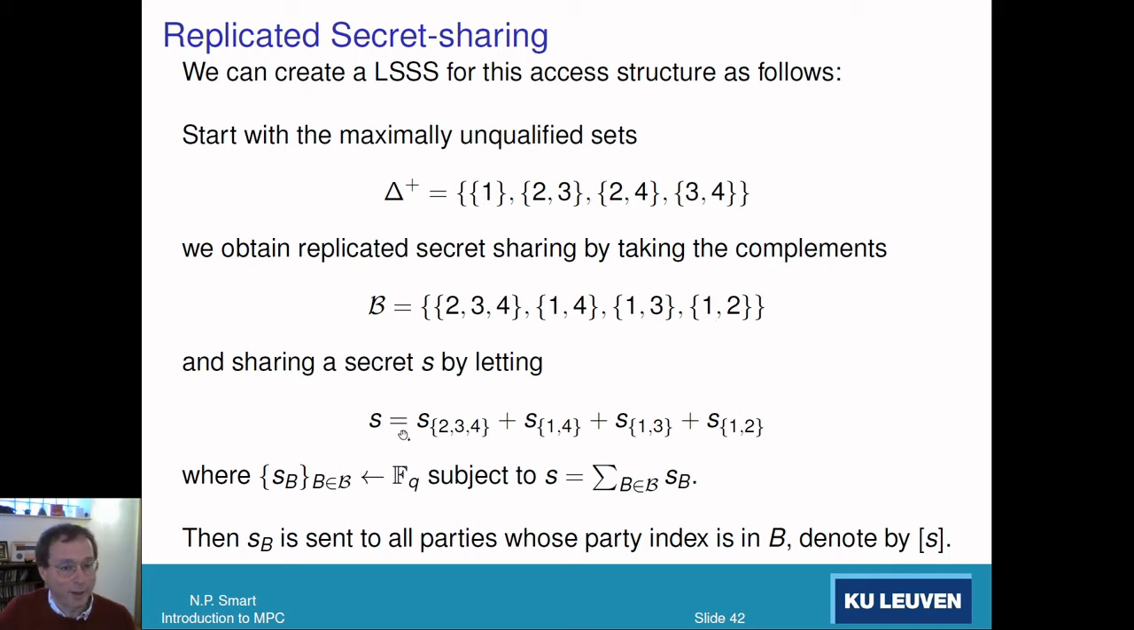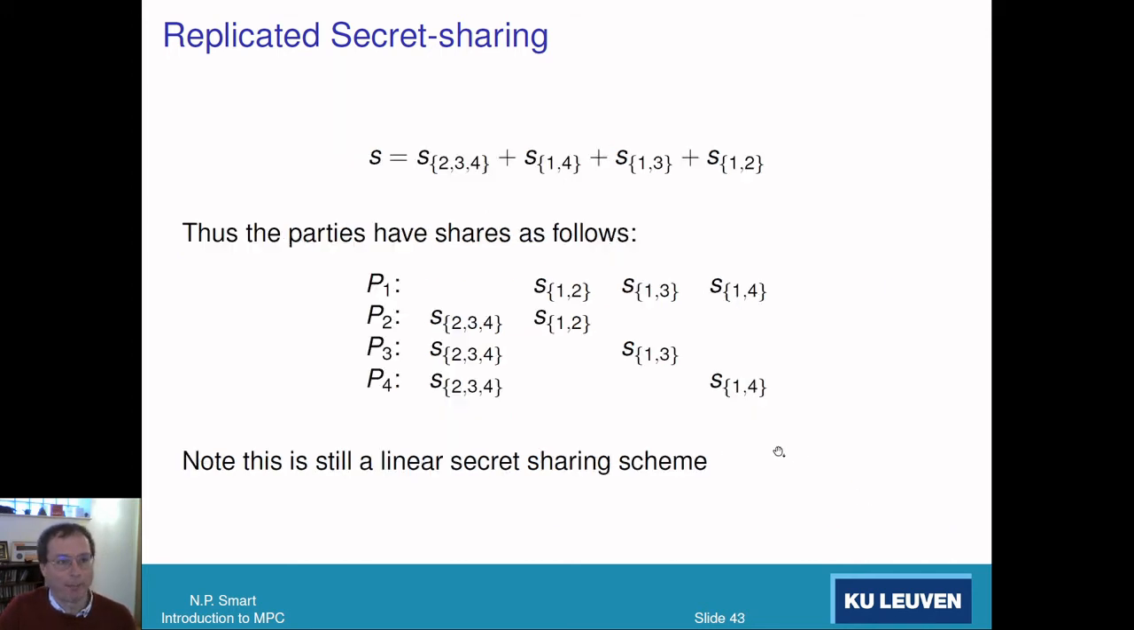Okay, so that's how we do the summation. And then we send the sharing: S234, so this value S234 we give to party 2, party 3 and party 4. We give S14 to party 1 and party 4. S13 we give to party 1 and party 3. And S12 we give to parties 1 and 2. And we call that sharing, the square bracket sharing, again.